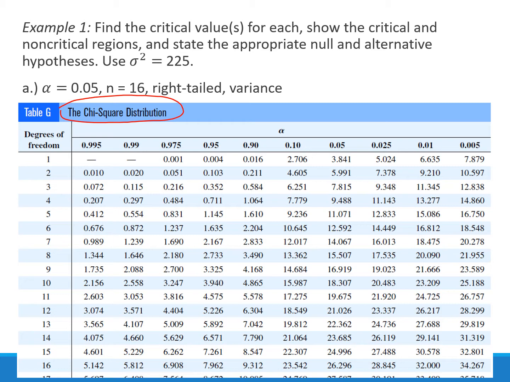So for this problem, it's giving us an alpha level of 0.05, sample size is 16, and it tells us that it's right-tailed. So to start off, we're going to go to 15 degrees of freedom, just n minus 1, and we're going to put all 5% on the right tail. That's going to give us our critical value, 24.996. It also tells us up here, sigma squared equals 225. That's the variance, and that's what we're going to be working with here.